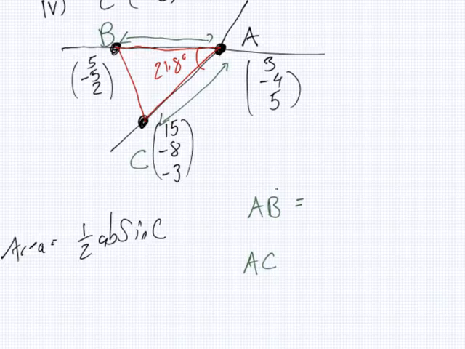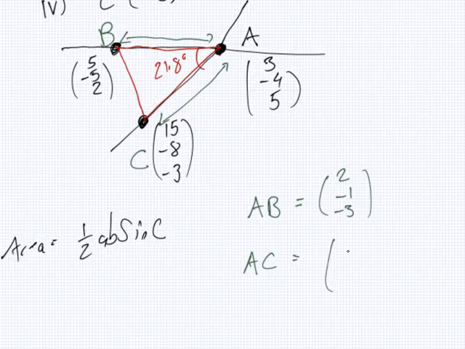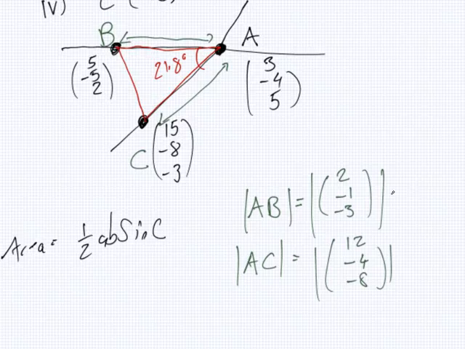I didn't teach you vectors. I don't know what you call things or how you did them. I just know what to do. So AB is B minus A. So 5 minus 3 is 2. Minus 5 minus minus 4 is minus 1. 2 minus 5 is minus 3. AC is C minus A, which is 12, minus 4, minus 8. Now we can get the magnitudes. This is square root 14, and this is square root 224.